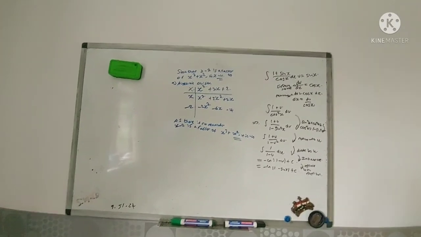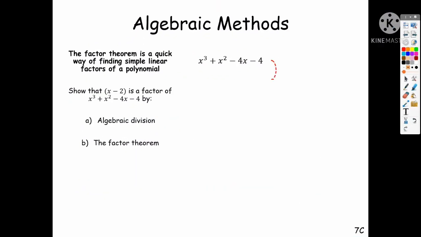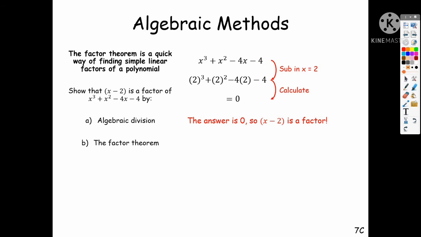Part B, you can use the factor theorem. So I can sub in x equals 2. We get 2 cubed plus 2 squared minus 4 lots of 2 minus 4, and I get equals 0. You can do that on your calculator. Try it. Pause the video, try it now on your calculator, see if you get 0. You should. If you get 0, you know you've done this correctly. Okay, I have 8 plus 4, which is 12, take away 8, which is 4, take away the 4, which is 0. You can't help it not be 0. Okay? The answer is 0, so x minus 2 is a factor, and you must have your concluding statement.